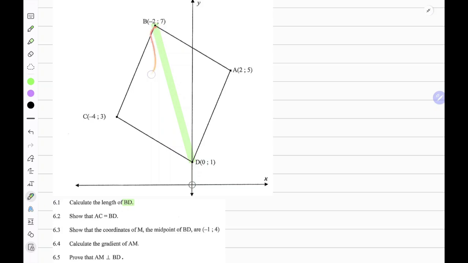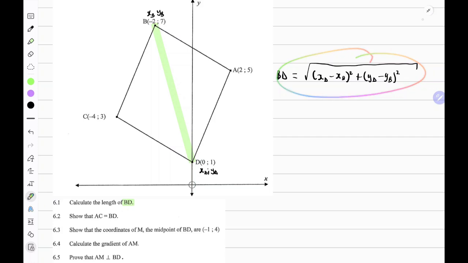So in order for us to calculate this length, we need to use the distance formula. So distance BD is equals to the square root of XD minus XB squared plus YD minus YB squared. So I've just written XD and YD and XB and YB here to make substitution easier into the formula.